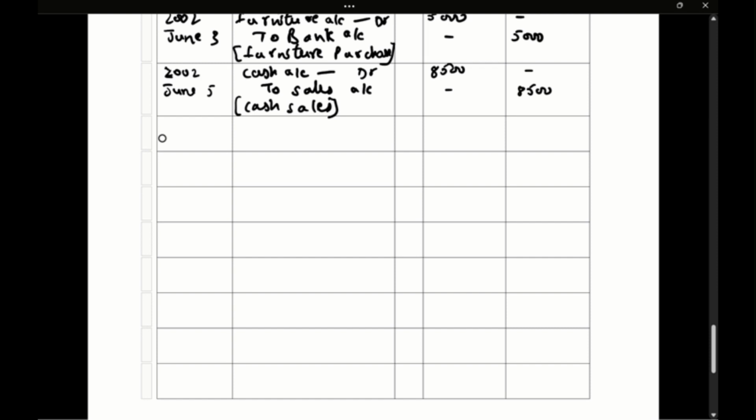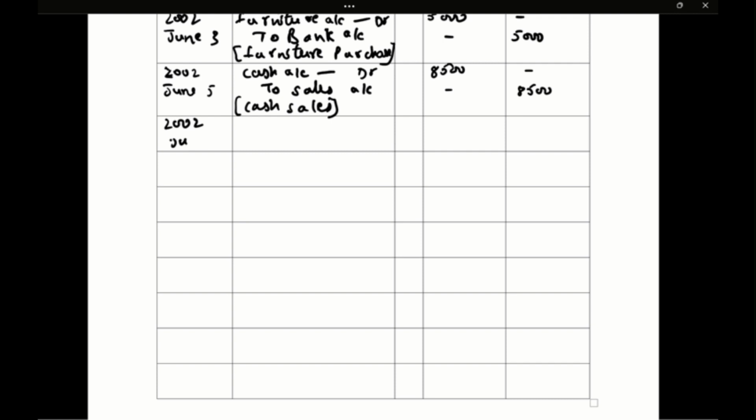So next we have sold goods to Arvind. So the date is 8th June. So here it is a credit sale. So we are not writing credit, we are writing the person's name. So the entry will be Arvind account debtor to sales account. Amount is 4,000.